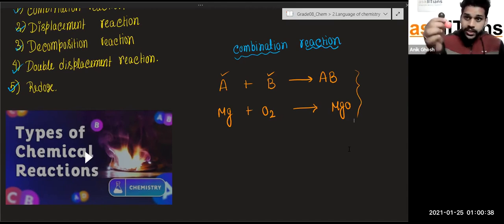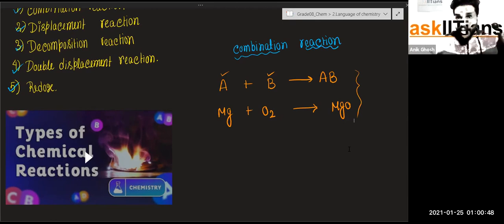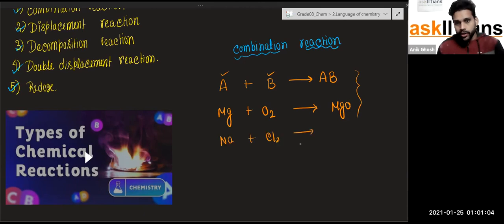Fine. So this is a new product. That's why we call it combination reaction. You can see from two different things I am getting one, so that is called combination reaction. Got my point? So this type of reaction is a combination reaction. Even if sodium is reacting with chlorine to give you sodium chloride, that is also a combination reaction.